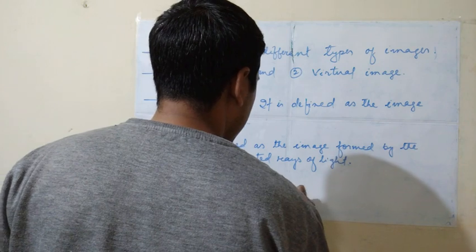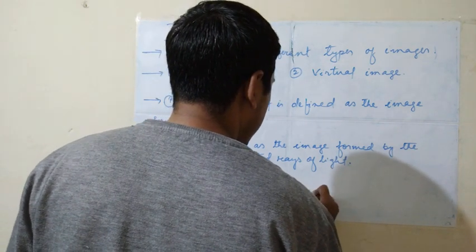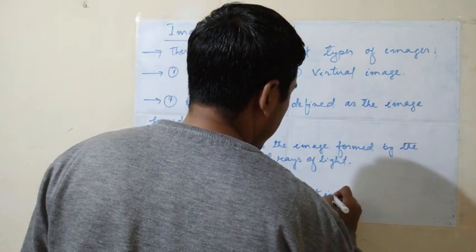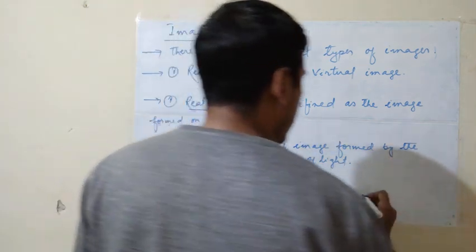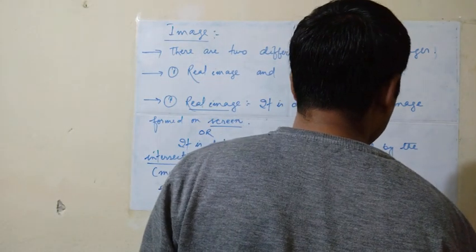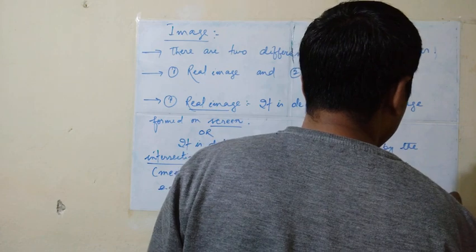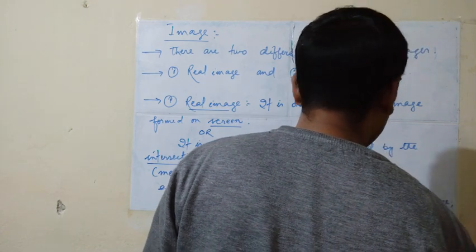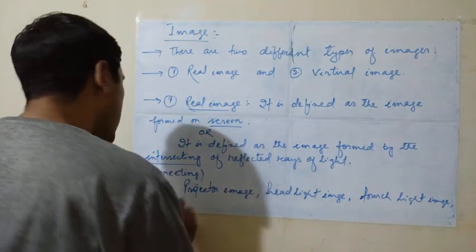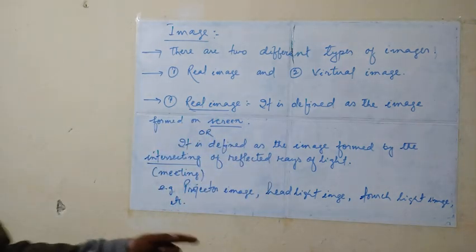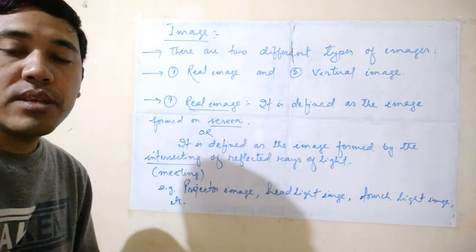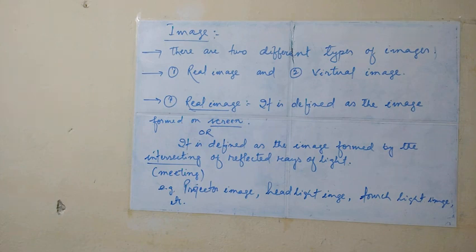Headlight image, torchlight image, etc. These are some of the images which form on the screen. They are the examples of the real image. Okay, please copy down.